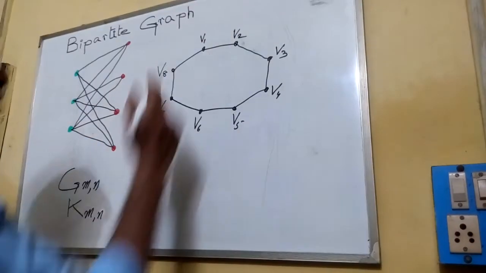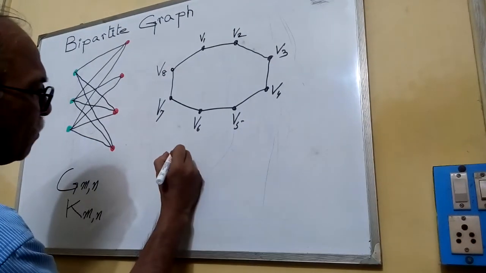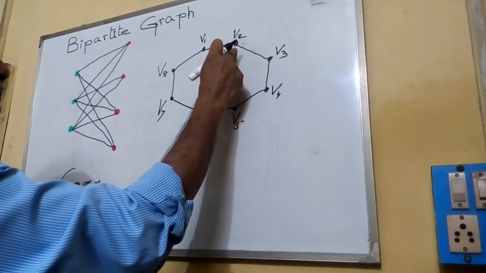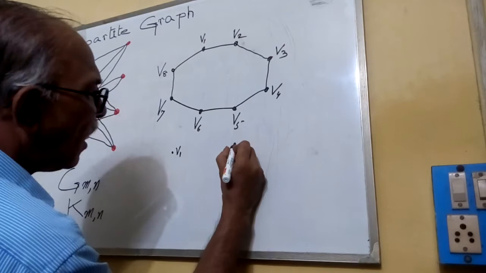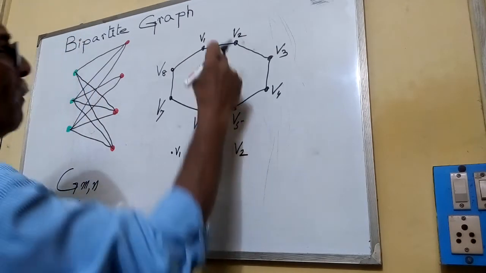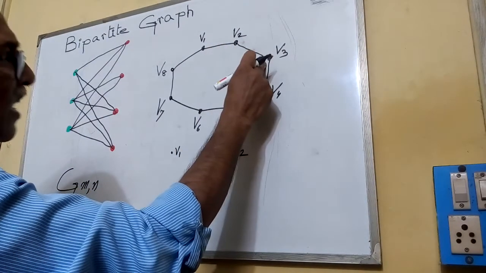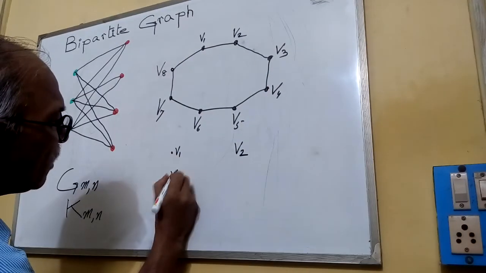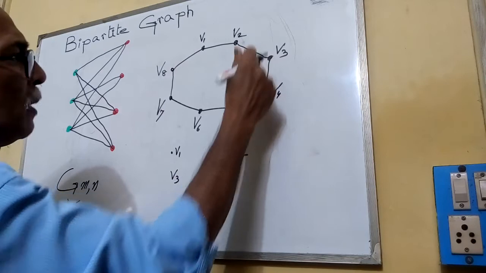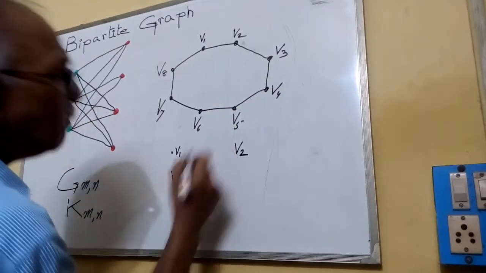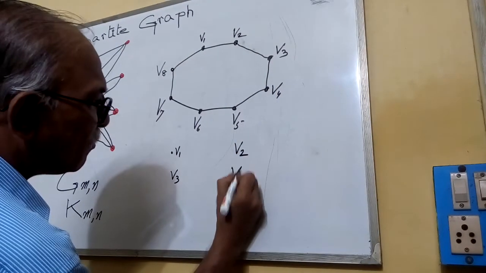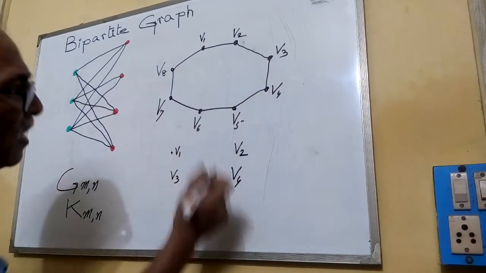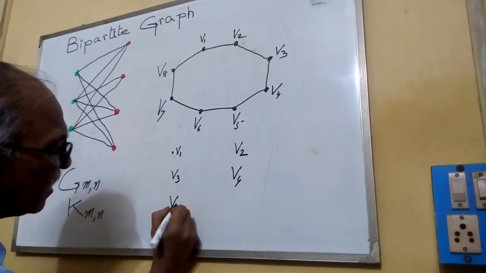Suppose starting from V1, we are writing V1 here. From V1, a V2 edge is there. So V2 will be on the other side. From V2, a V3 edge is there. So V2 and V3 will not be on the same side. V3 will come here. From V3, a V4 edge is there. So V3 and V4 cannot be on the same side. From V4, a V5 edge is there. So bring V5 to the other side.